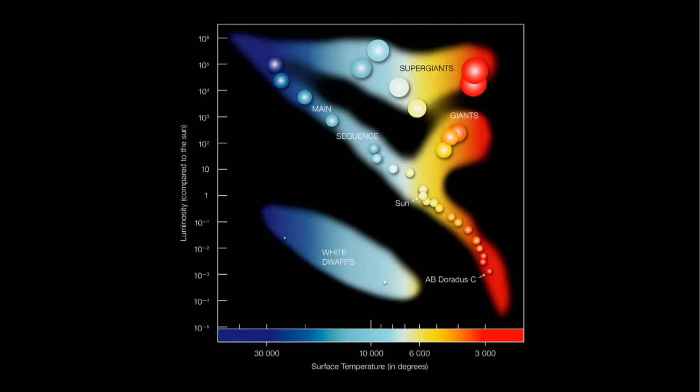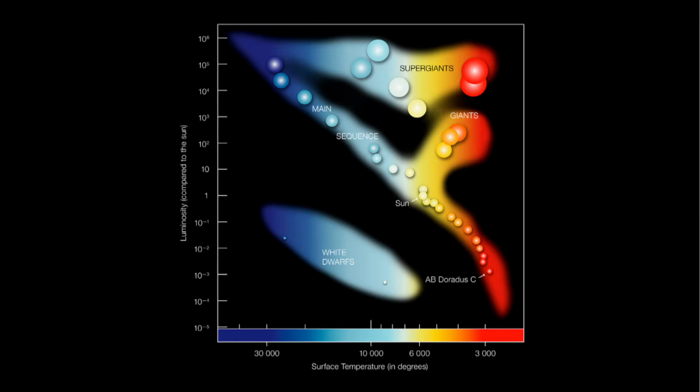Which would put it in the yellow. You can see it on the diagram. And then after that, you go to the K stars, which are a little bit toward the red. And then you get the red dwarfs, which are the M stars. The interesting feature about this is that most of the stars in the universe are in the red, most of them.